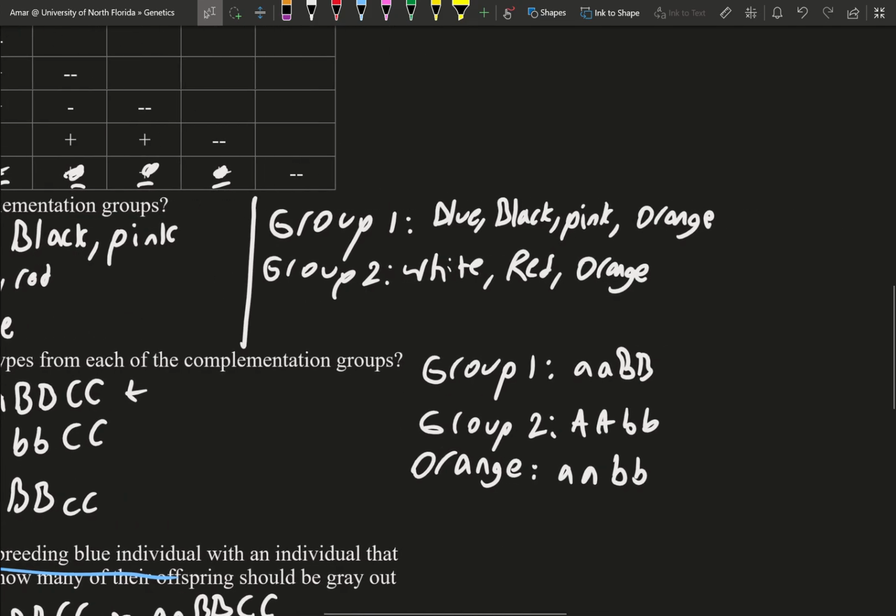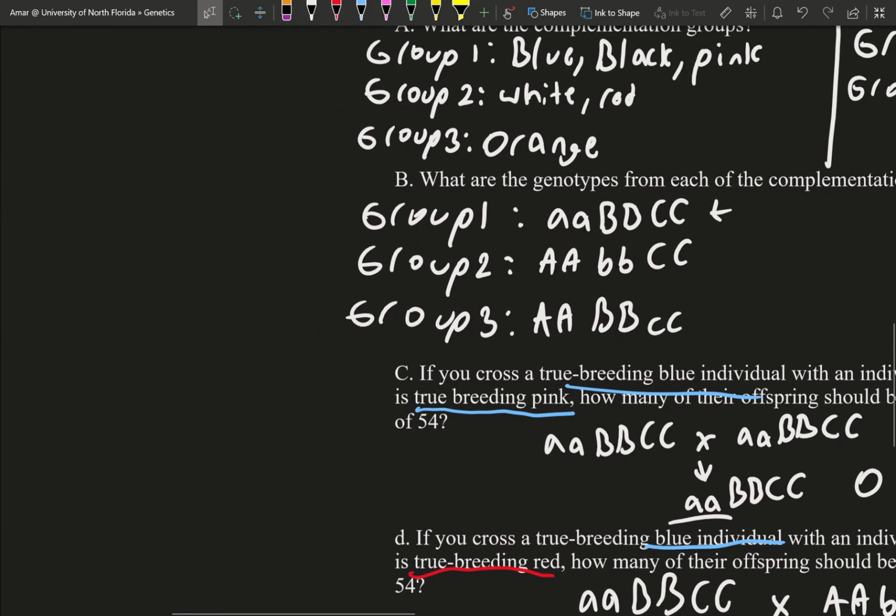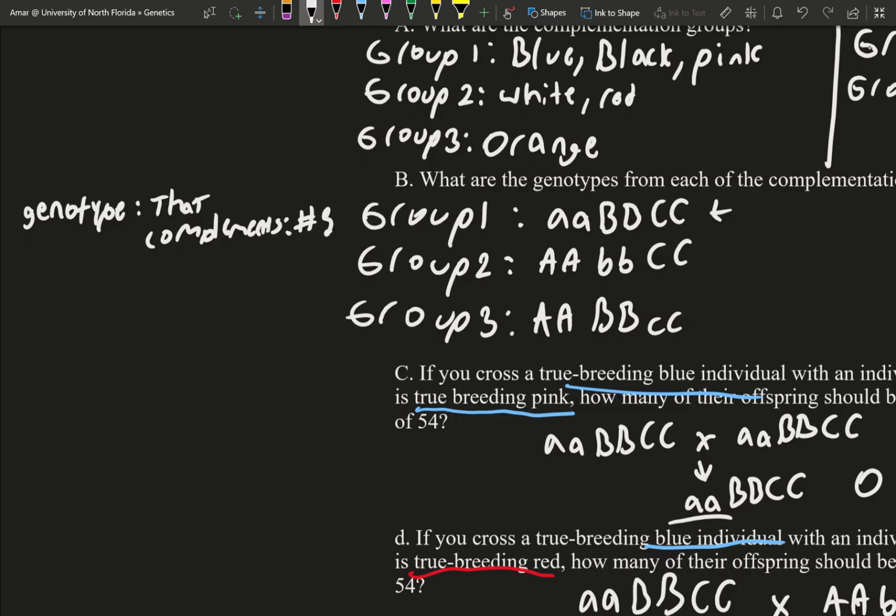So let's do another practice problem revolving around the information that we have originally: group 1, group 2, and group 3. Let's say I tell you to write down a genotype of an individual that complements with group number 2, does not complement with group number 3, and half complements with group number 1.